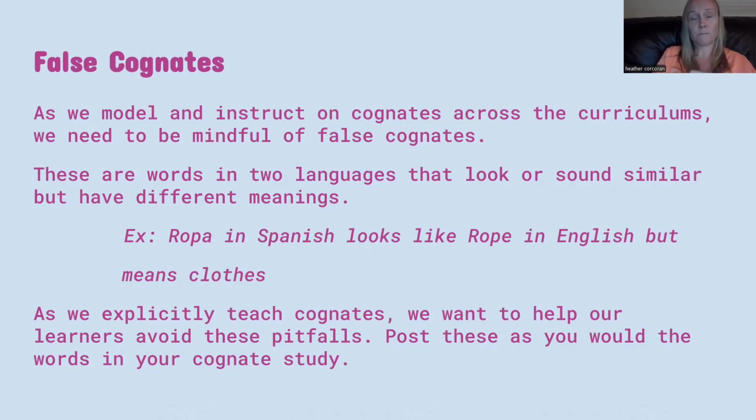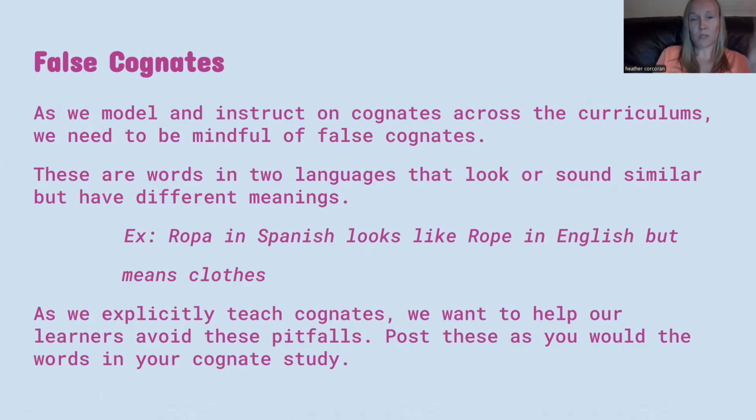So just as you would post any words you have learned, that Spanish cognate for that English word up on that wall, you want to have a section designated for false cognates and let them know sometimes we are going to encounter words in two languages that could be spelled the same or similarly, could even sound similarly, but they can have different meanings. And point out, for instance, ropa in Spanish, it looks like this English word rope.